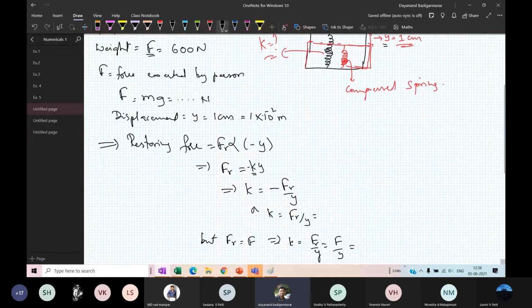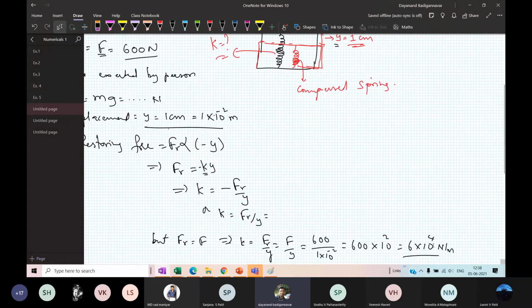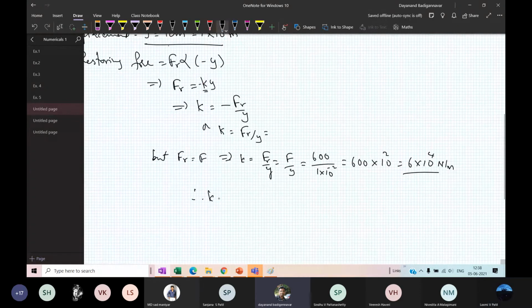What is F? F is equal to 600 Newton. So I write 600 Newton divided by y. What is y? y is the displacement, 1 into 10 to the power of minus 2. So it is 600 divided by 10 to the power of minus 2, that is 6 into 10 to the power of 4 Newton per meter. This is the value for k. So very simple one. Therefore, k is equal to 6 into 10 to the power of 4 Newton per meter. Go for the next one.